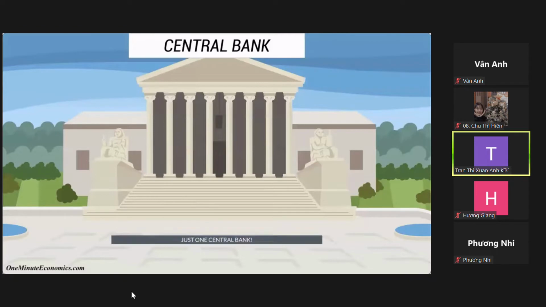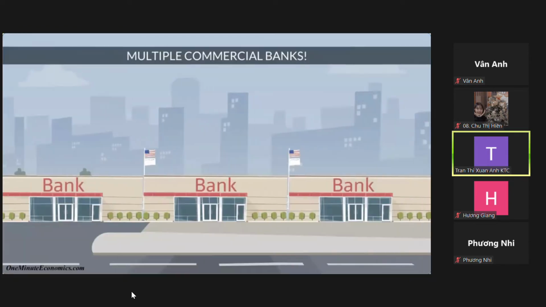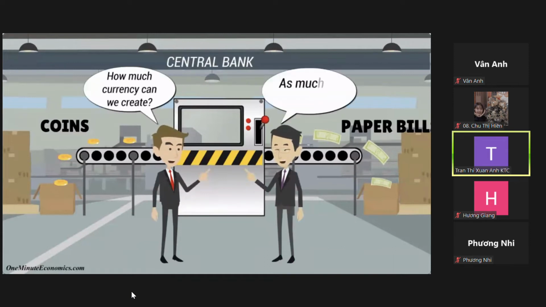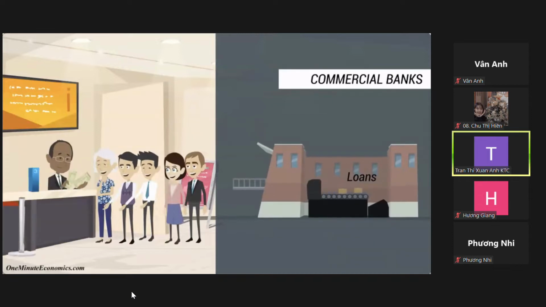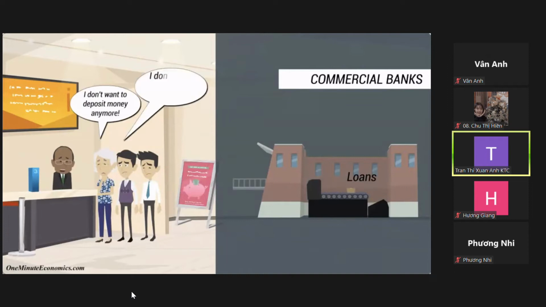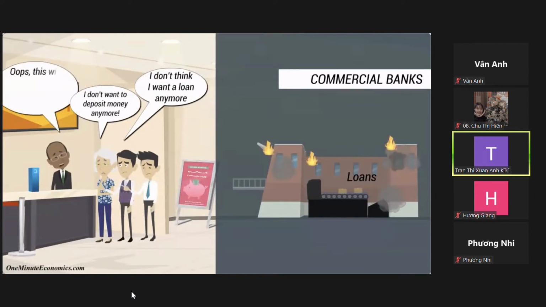Most countries have one central bank and multiple commercial banks. The central bank has a monopoly on physical money creation. They can create as much physical currency as they deem necessary. Commercial banks, however, cannot do that. Some people have to deposit money and others have to request loans. Otherwise, the money creation mechanism of a commercial bank stops working.